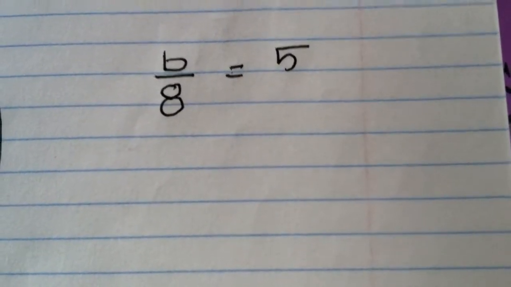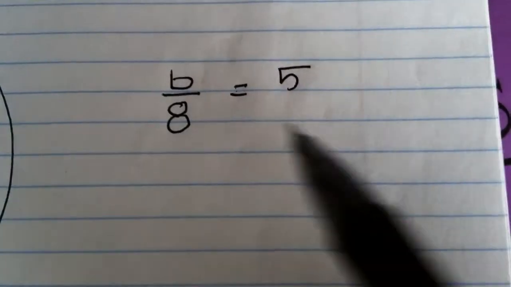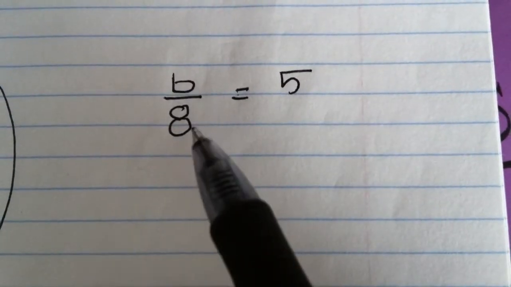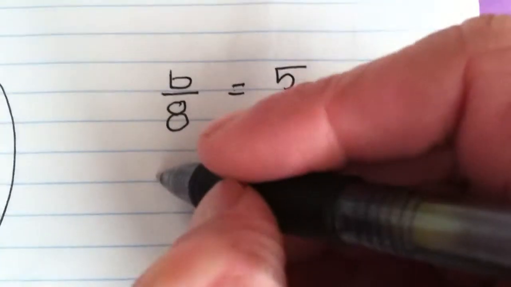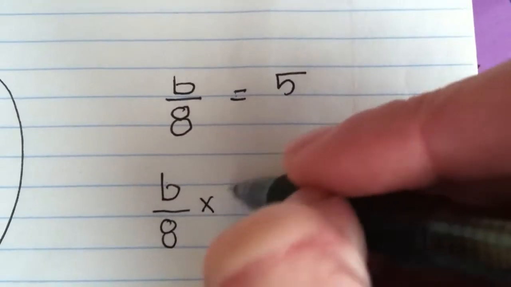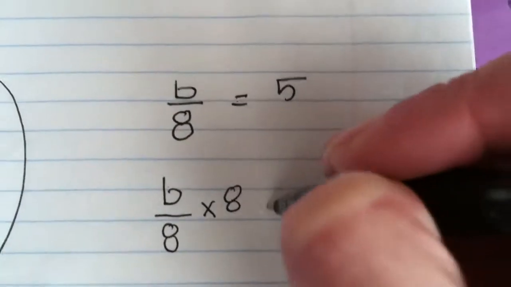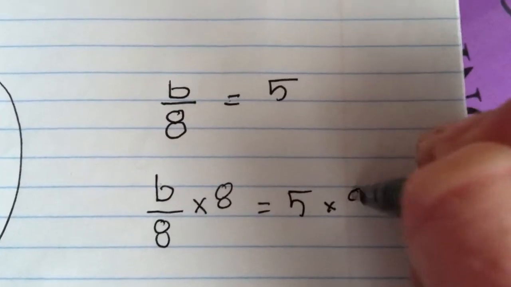Let's look at one more together quickly. Here we go. What is b? Well, we're trying to figure that out. Let's solve this equation. I see a division scenario. What's the inverse of division? Multiplication. Let's rewrite it. b divided by 8 times 8 is going to help me cancel that out. Keep it fair, folks. 5 times 8.